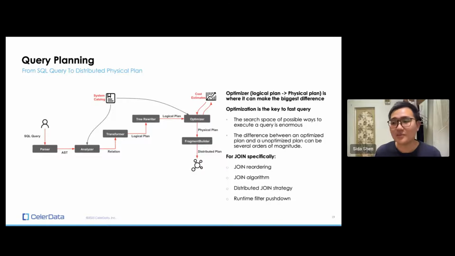And so the optimizer is key to fast queries, especially for joins, right? Because there are many ways a join can be executed, right? The tables can be reordered, and you can select different join algorithms, and different distributed join strategies, or other advanced features like runtime filter pushdown. I'm going to go into those details later. But the search space is enormous, and the difference between an optimized plan and an unoptimized plan can be several orders of magnitude.